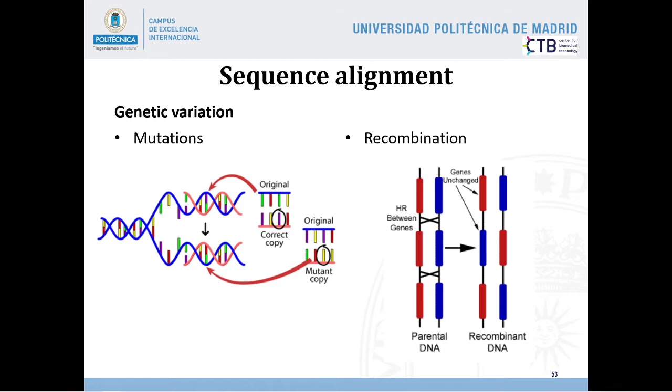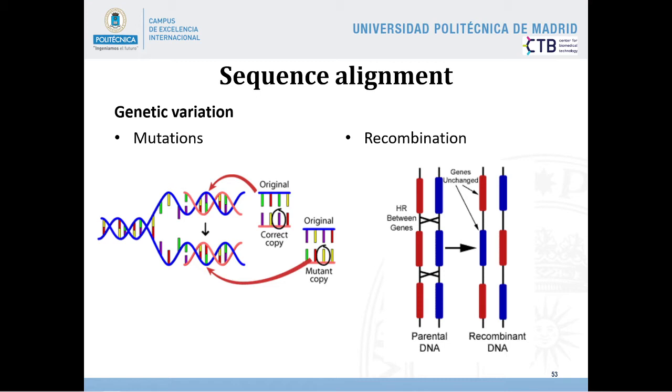Another concept, and I know there are a lot of concepts, but you should have a general vision of what this is, and that you have to know, is what genetic variation is. Genetic variation is the difference in DNA sequences between individuals within a population. What we were talking about before as variability. Variation can be seen as mutations or recombinations.